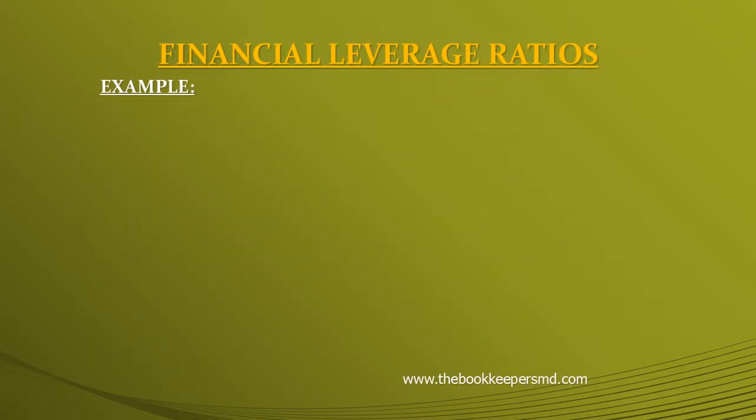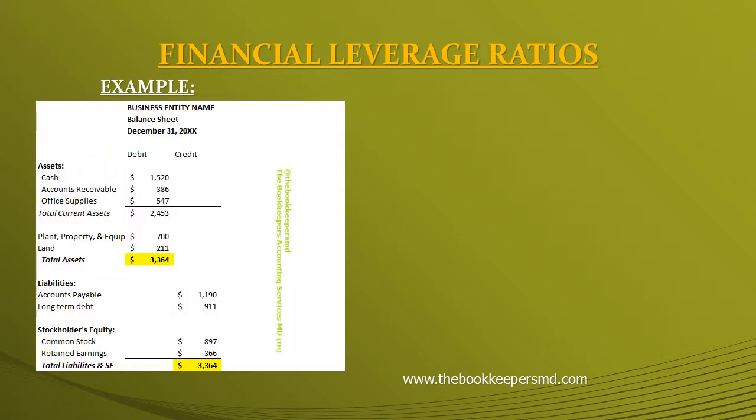The next set of ratios we will discuss are financial leverage ratios. On our left-hand side, we have our balance sheet example. This one is a more extended version of the balance sheet necessary to solve these ratios. The additions to this balance sheet are the long-term assets, which include plant, property, and equipment, as well as land. And another addition is the long-term debt category underneath the liabilities.